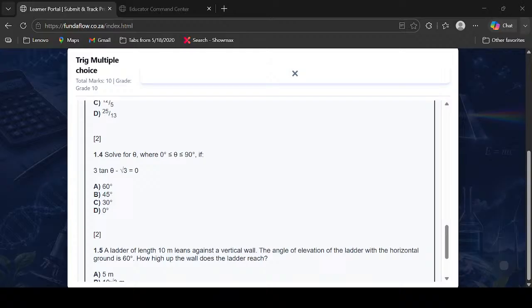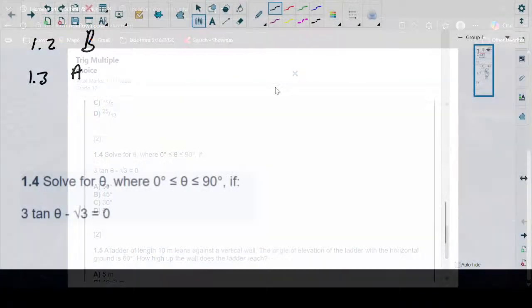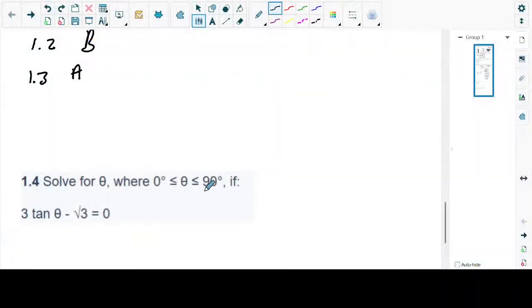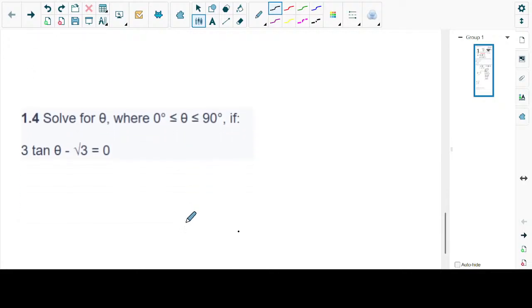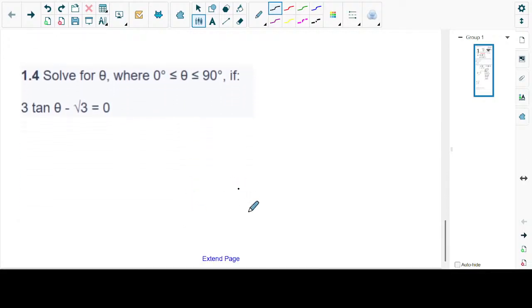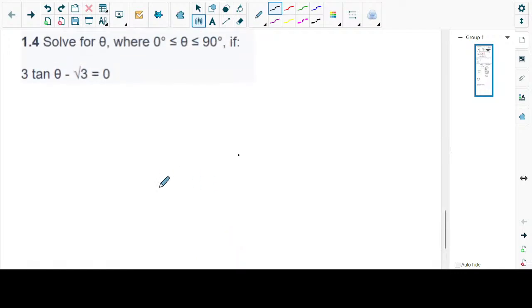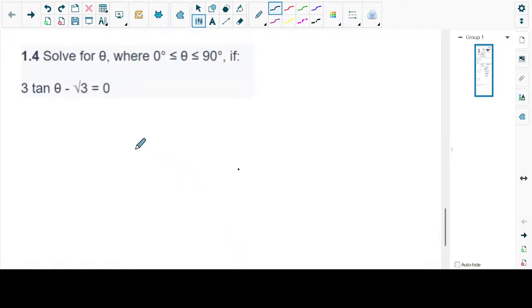This is another mistake that learners usually find hard. Earlier we were dealing with the whole trig ratio, but in this one we are dealing with theta. They said solve for theta. So how do you solve for theta? General algebra. We want to isolate everything on one side. But remember, tan and theta are together, so we can't just remove those two.